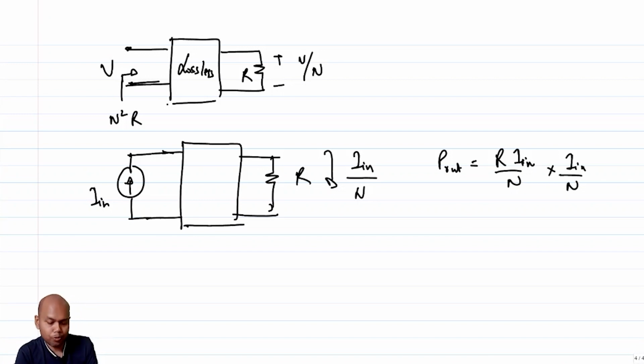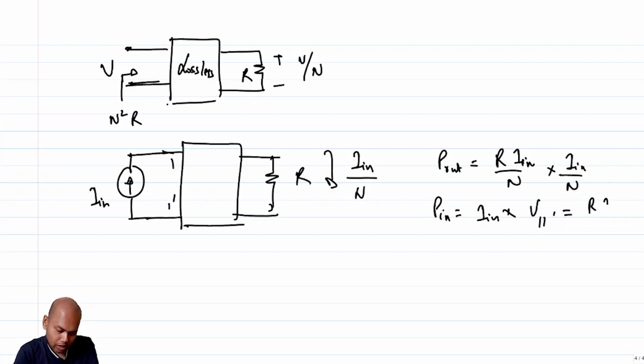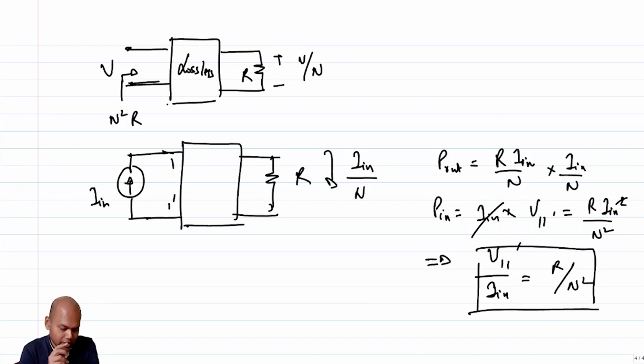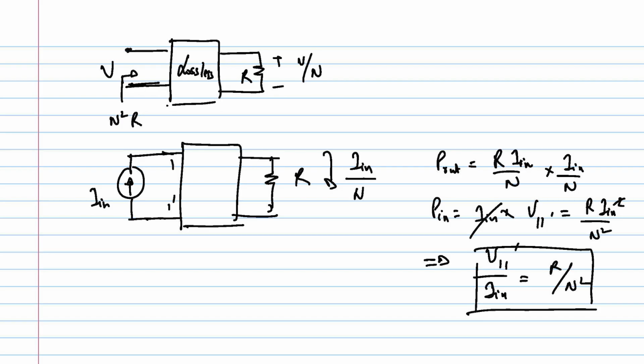So this has to be equal to P in, right? What is P in? P in is I in times the voltage across 11 prime. So this is equal to R times I in squared by N squared, which means that V11 prime by I in becomes R by N squared, correct? So the trick is to come up with architectures which divide the current by a certain fraction.